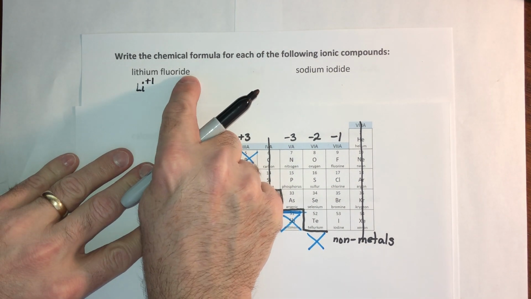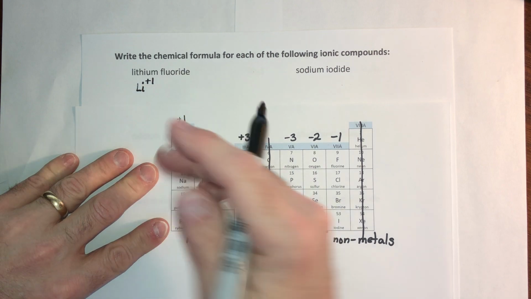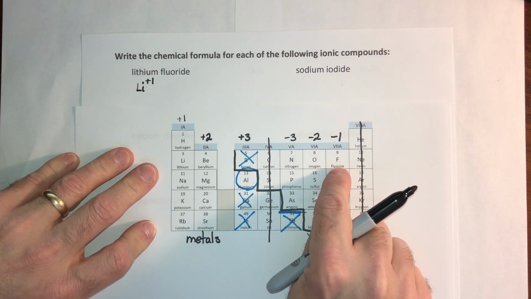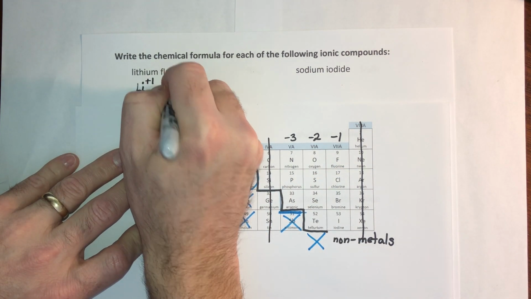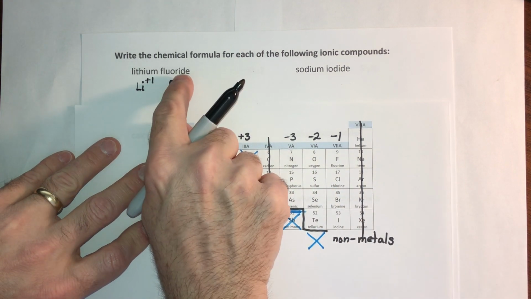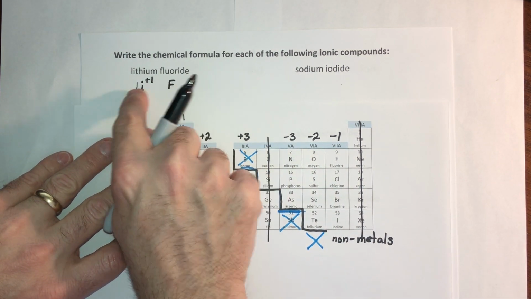Fluoride is a non-metal. The non-metals always come second, so it's going to be on this part of my periodic table. My fluoride is right here, so that'll be an F. Now on the periodic table, it is listed as fluorine, but remember, its name changes when it becomes part of an ionic compound.